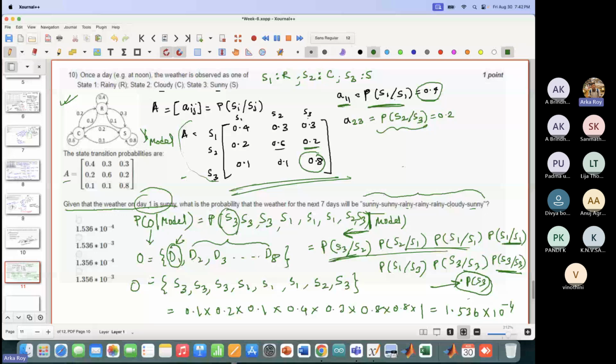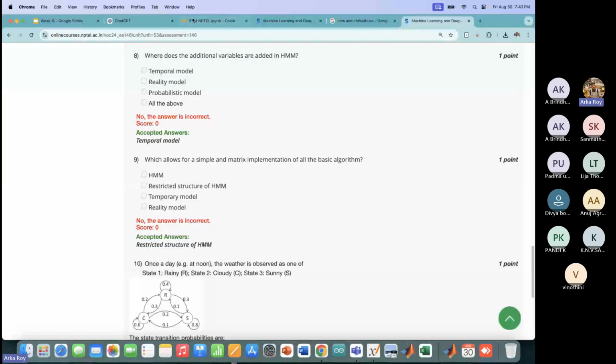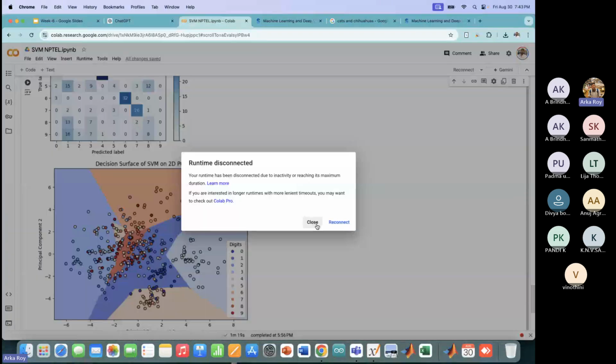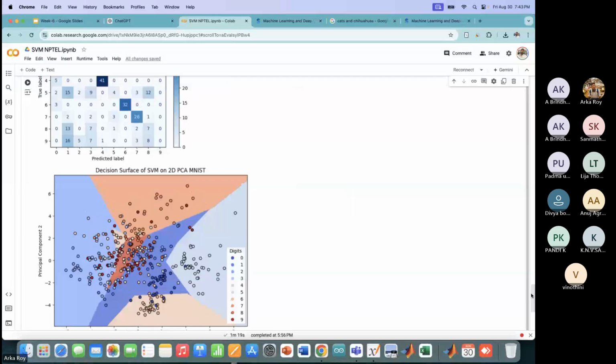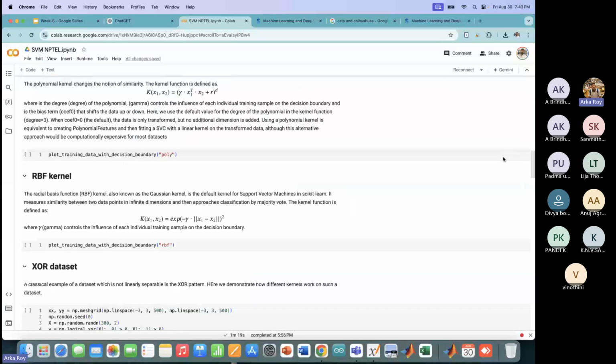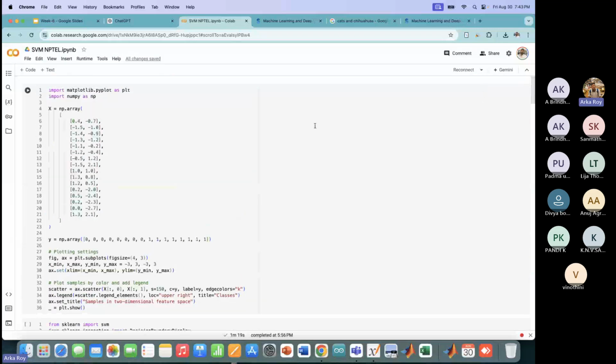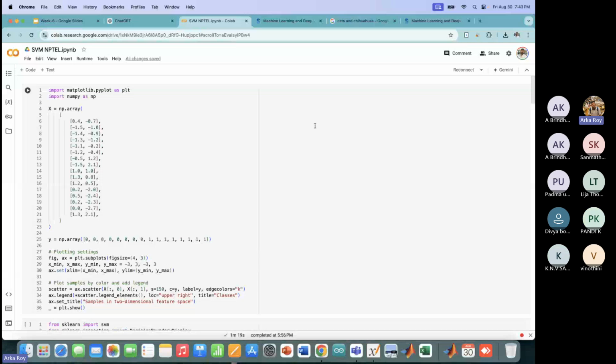And as I told you, I will be showing the demonstration of SVM using a synthetic data set as well as the traditional data sets that we have seen in the previous classes, that is the MNIST data set and the CIFAR-10 data set.